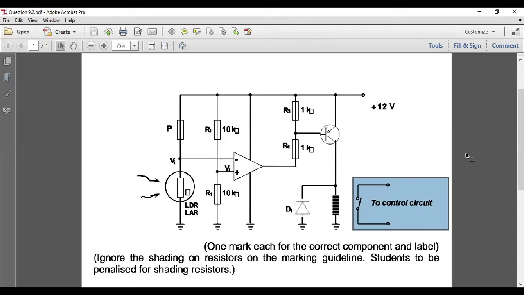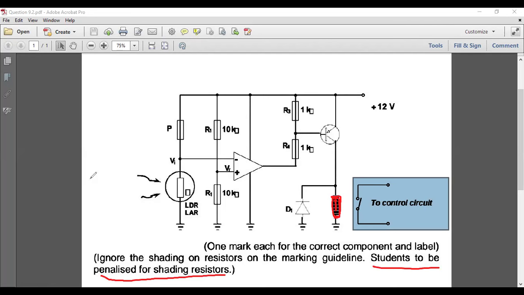To the control circuit. So make sure you have resistors, but here, ignore the shading on resistors in the marking guideline. What we have here is supposed to be ignored. The shading is not supposed to be there. So here they are just saying, please just ignore this. It's supposed to be a normal resistor that you are having. But students will be penalized for shading resistors. So do not shade your resistors. Just draw your normal resistors the way that you're drawing, guys. Do not shade anything. All right.